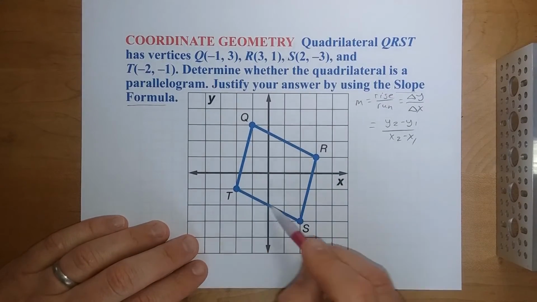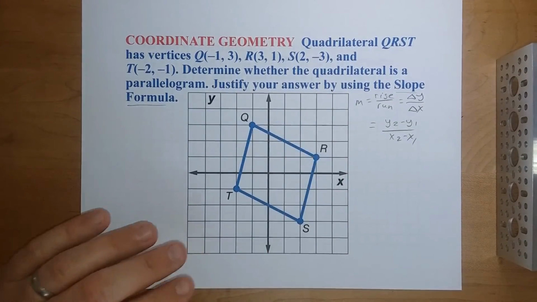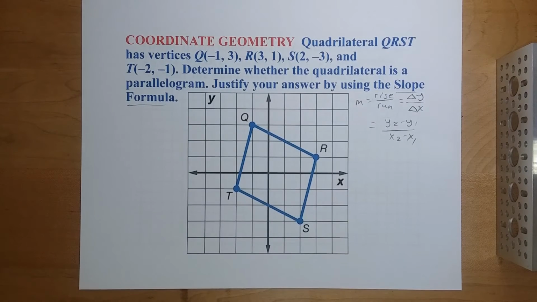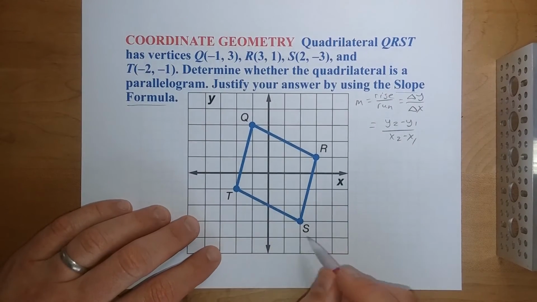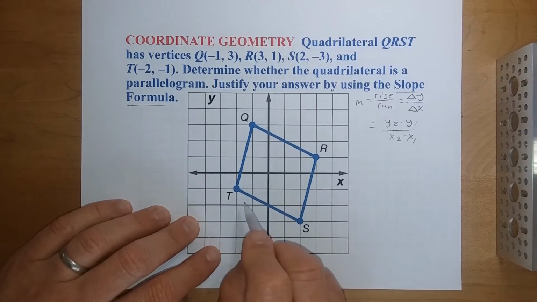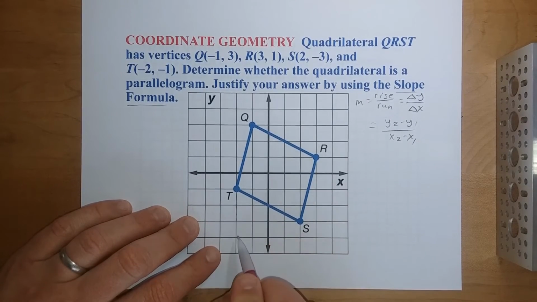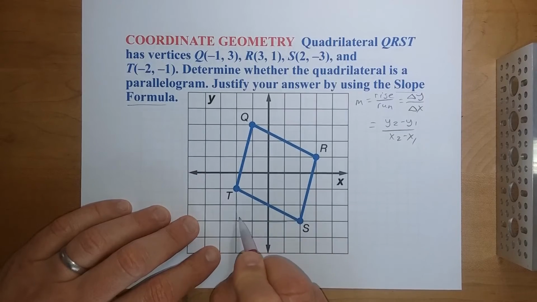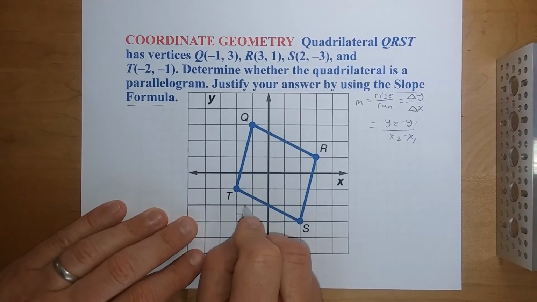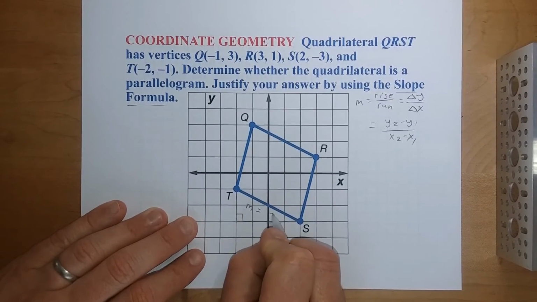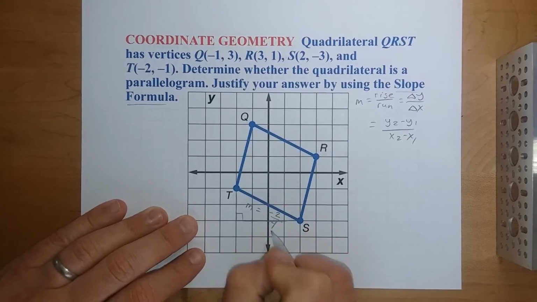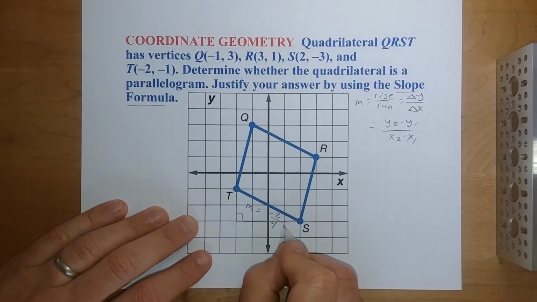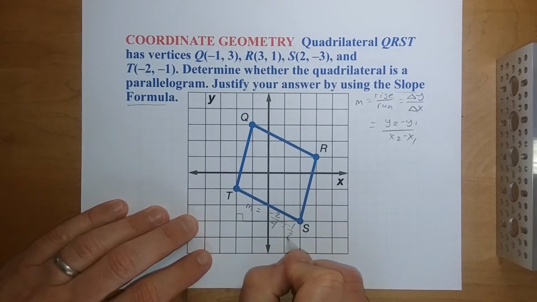Let's go ahead and take a look at TS and QR. If we knew that TS and QR had equal slopes, well, by definition, we would know that those lines must be parallel. So let's take a look at going from T to S. What is our rise? We go down 2 and over 4. Okay, so that's my slope, negative 2 over 4, down 2 over 4. So that's a slope of negative 1/2.